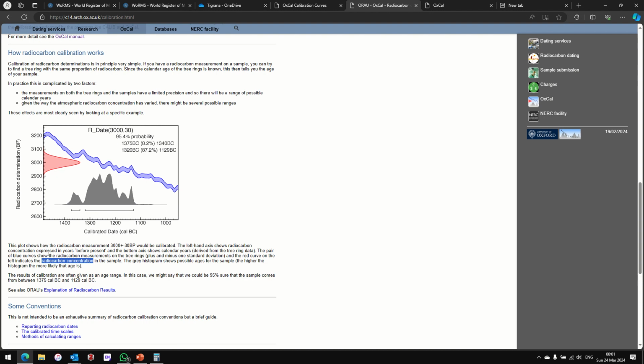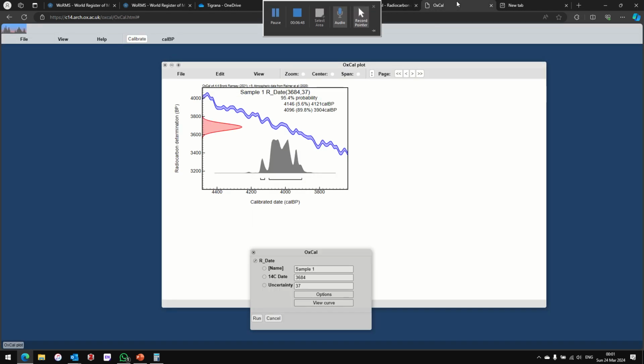And it says the blue curves show the radiocarbon measurements on the tree rings, plus and minus one standard deviation. So I'm getting the exact same curve, no matter which sample I run, it seems I get the exact same curve. So I don't know what I'm doing right now.